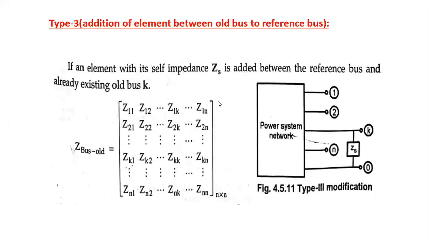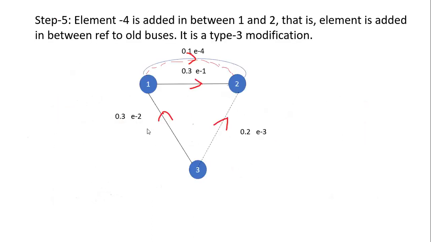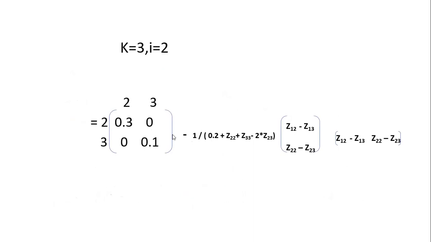Okay, what is the formula for that type 3 modification? If the element with self impedance ZS is added in between the reference bus to old bus, in that I is the reference bus and K is the old bus. Therefore, the Z bus old is Z11, Z12 and so on, Z1K and so on, Z1N up to ZNN. Okay, this is the Z bus old matrix. That will be obtained when we are solving this equation.